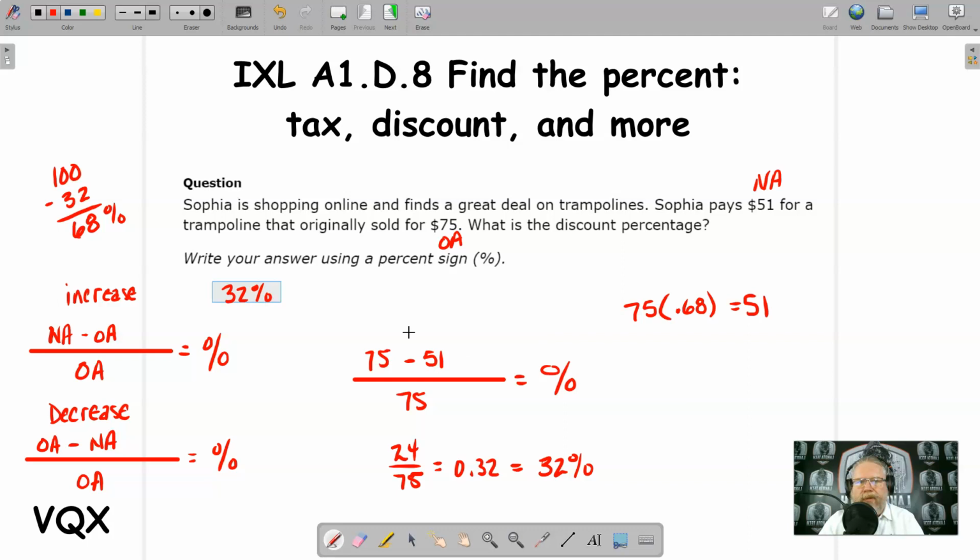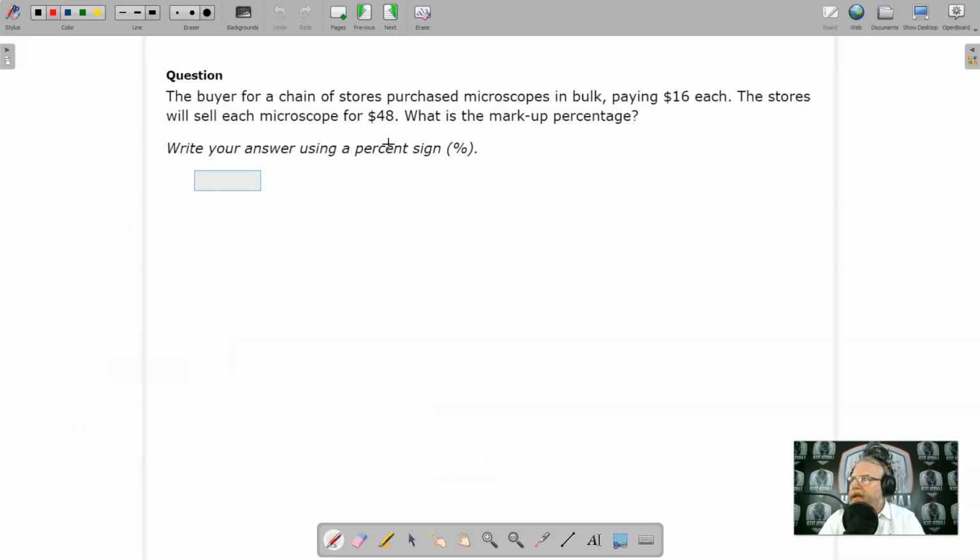So it's a 32% discount. The key thing is that we want to make sure our numerator is a positive number. So we're always going to subtract the lesser value from the greater value, that our denominator is whatever the original percentage is. And then whenever we calculate all this out, it's going to give us our percent of increase or our percent of decrease. So let's go ahead and look at the next problem.